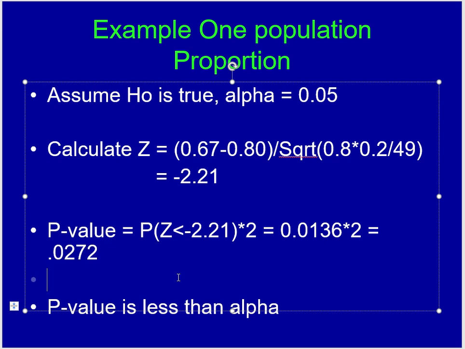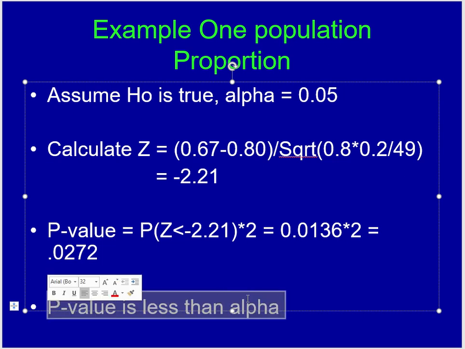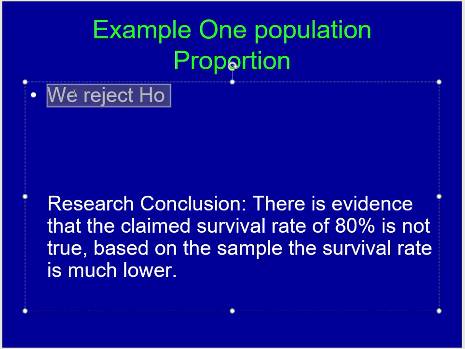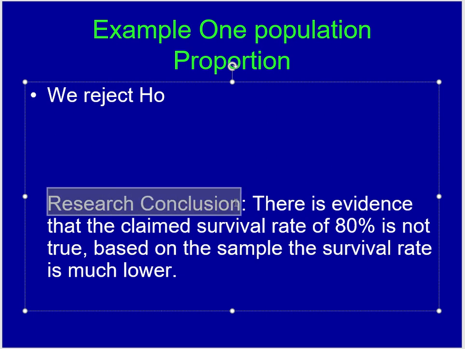Step number 5, you're going to compare that p-value to alpha. And obviously that p-value is less than alpha. So that takes you to step number 6. You're going to reject the null hypothesis, and you're going to reach a research conclusion, meaning that there's evidence that the claimed survival rate of 80% is not true. And based on the sample, the survival rate is much lower. Again, why is it much lower? Because we believe it to be much lower based on the sample.